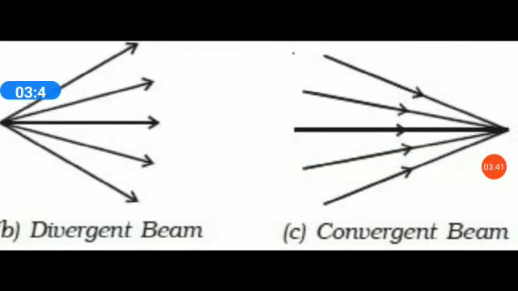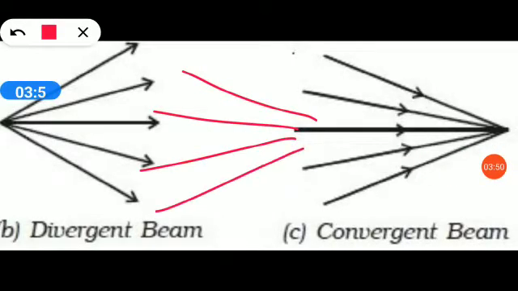And a convergent beam, when different rays are coming from different directions and converging on a point. They are called a convergent beam. So there are three kinds of beams.